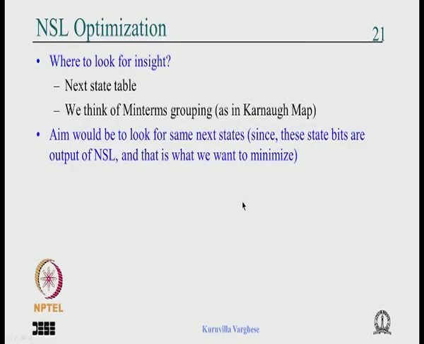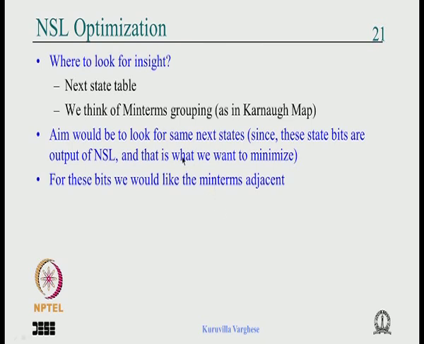That's what we do in logical adjacency. I am talking about one variable, but that can be applied to any power of 2. For example, with 2 variables, the 4 states in a possible assignment can be combined to remove 2 literals in a min term. So the aim is to look for the same next state, since these state bits are the output of the next state logic, and that is what we want to minimize.